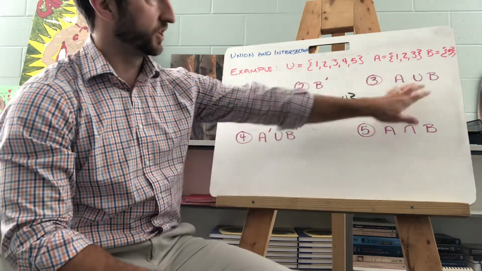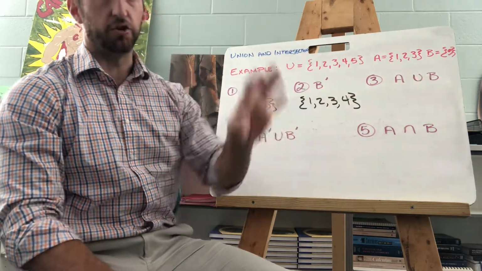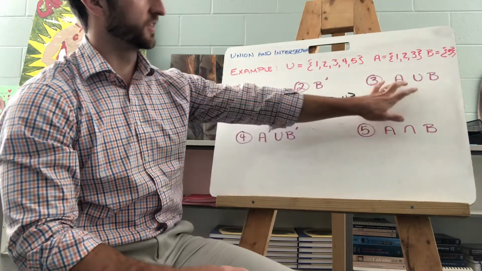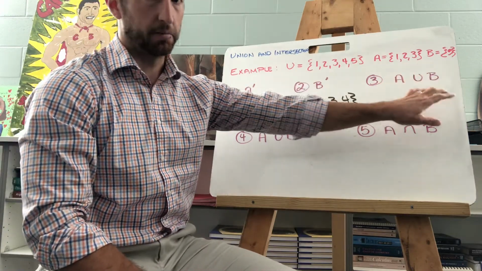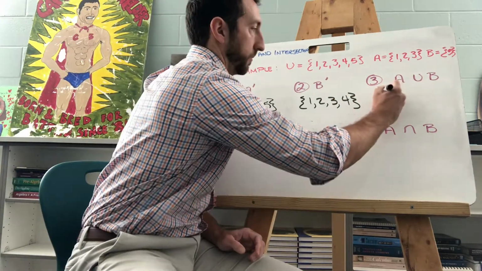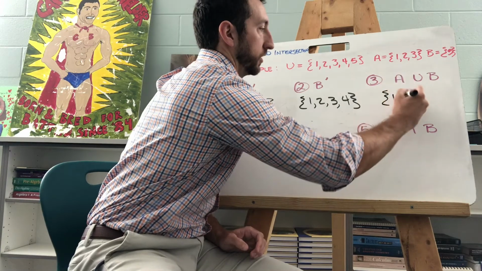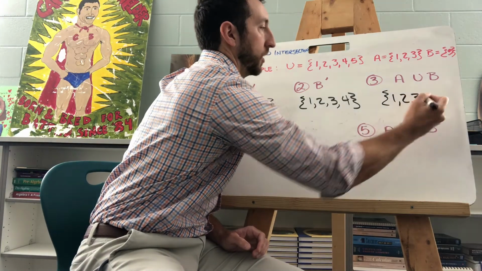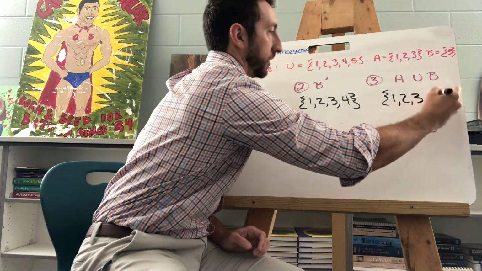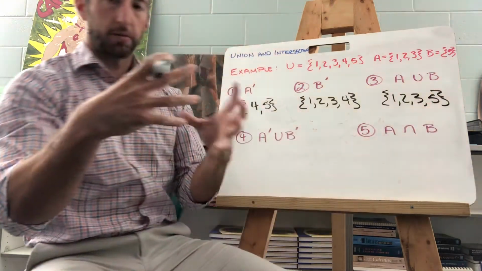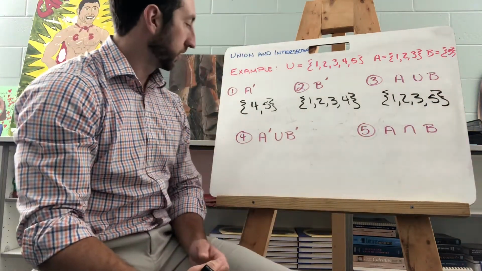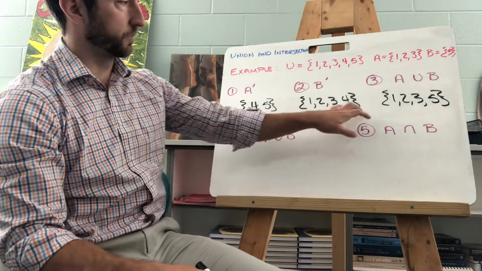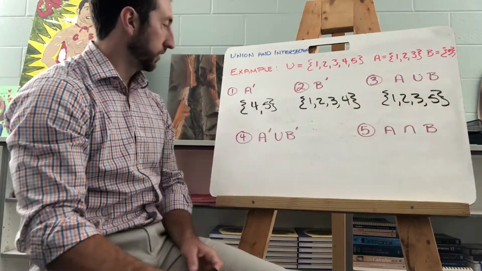All right, next one is union. So we're doing A union B. That is everything that is in A or it's in B. So whenever we do that, that's going to be 1, 2, 3, or it could be 5. And so we just put them all together in one set. And all of our sets are going to be enclosed in these brackets that we've been using.